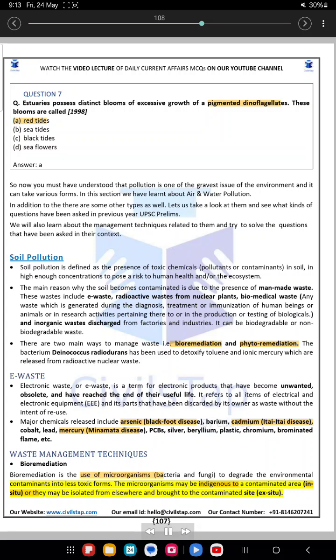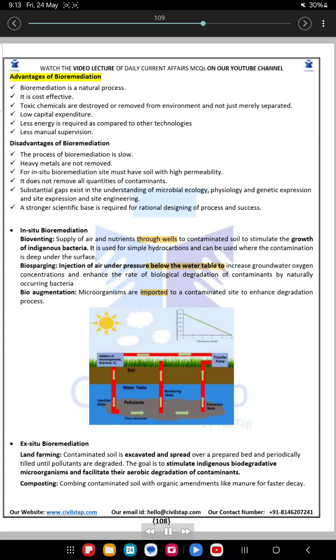The microorganisms may be indigenous to a contaminated area in situ, or they may be isolated from elsewhere and brought to the contaminated site ex situ. Advantages of bioremediation: Bioremediation is a natural process. It is cost effective. Toxic chemicals are destroyed or removed from the environment and not just merely separated. Low capital expenditure. Less energy is required as compared to other technologies, and less manual supervision.